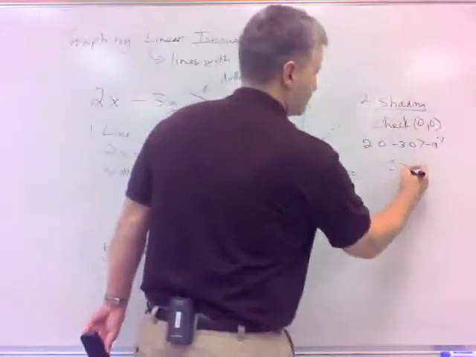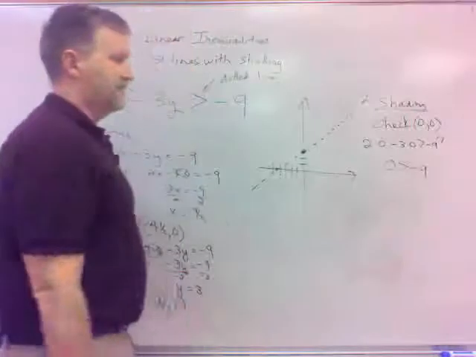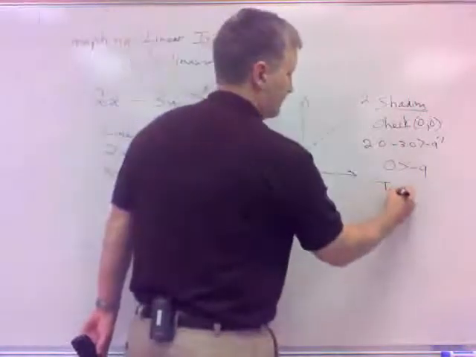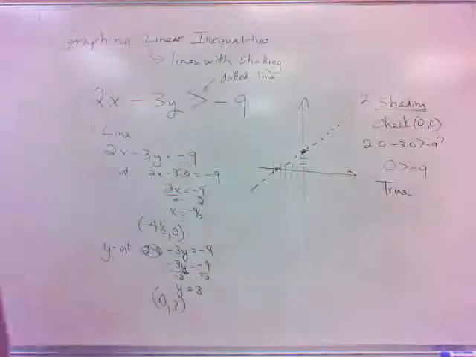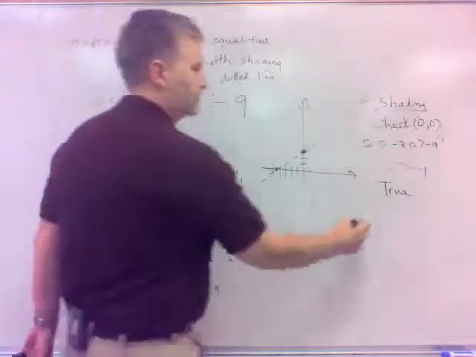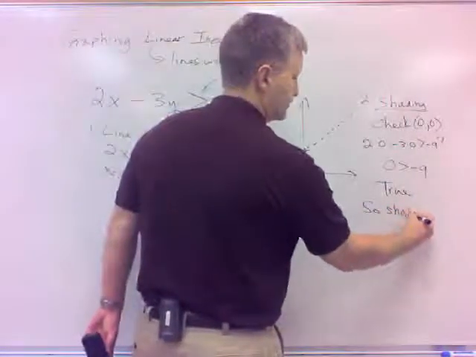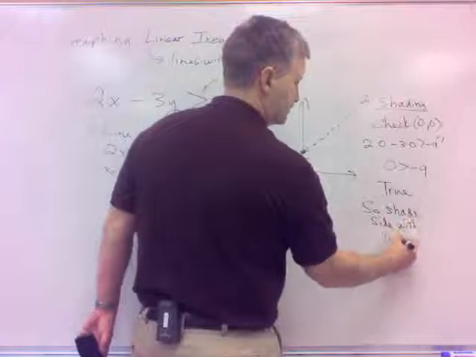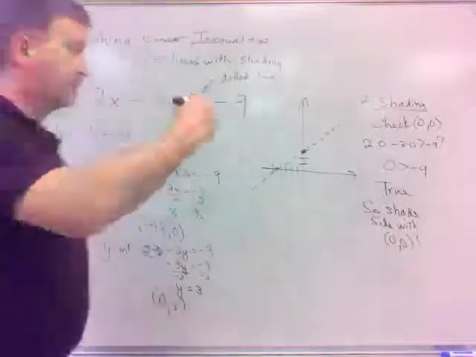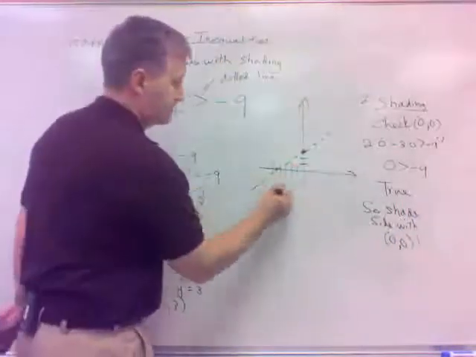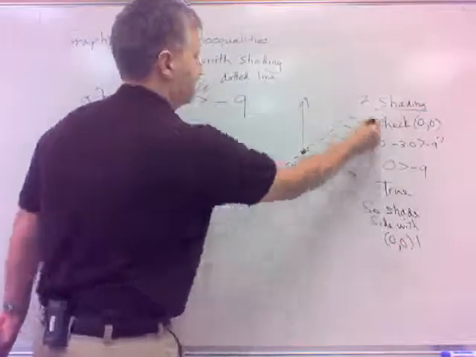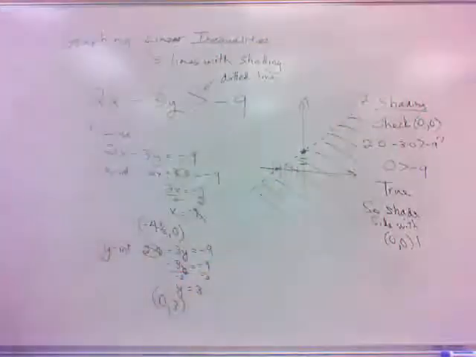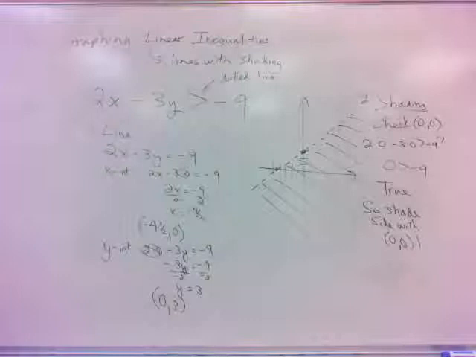That says 0 is greater than -9. How about that? Believe that? Yeah. That is a true statement. 0 is greater than -9. So that tells me 0, 0 works, so I need to shade the side with 0, 0, don't I? If 0, 0 hadn't worked, I go to the other side. Here's 0, 0, so I shade this side. All right? Okay.